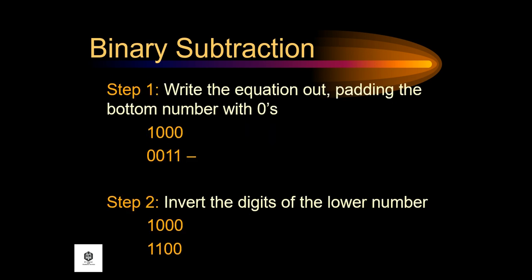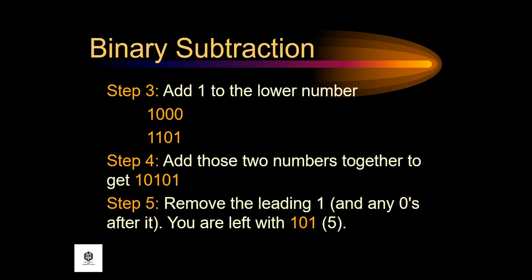Step 1, write the equation out, padding the bottom number with zeros. So 1000 minus 0011. Next, step 2, invert the digits of the lower number: 1000, then 1100. Step 3, add 1 to the lower number: 1000, then 1101.